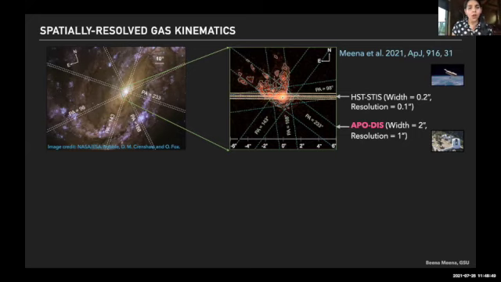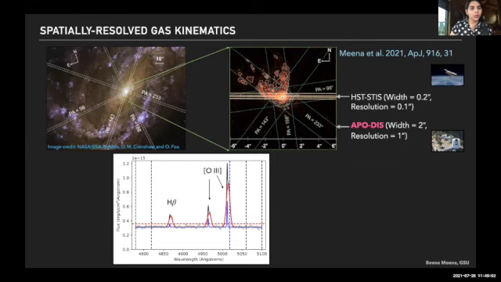Now, using these long slit data, we extract spectra along the slit and fit multiple Gaussian components to measure the velocity centroid of different kinematic components of the ionized gas. Here's an example of a spectral fit we use for the outflows in NGC 4051, where we fit the [O III] and H beta emission lines together.